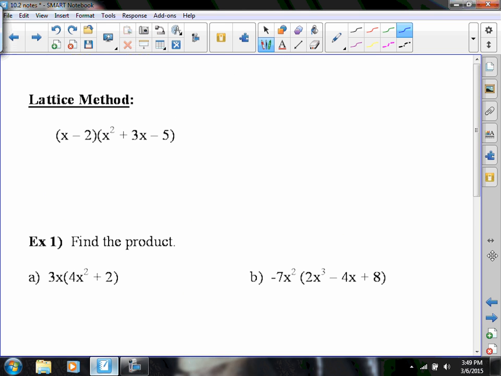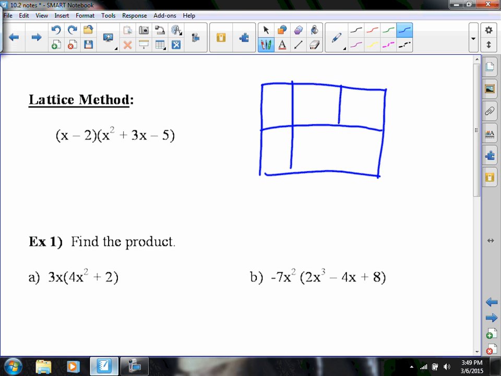The last method is the lattice method, and this is the same as the lattice method that you use for traditional multiplication without any variables. So we have to set up our boxes here, and I'm going to have a trinomial times a binomial. So it doesn't matter where you put them. I'm just going to put my binomial here, x, and then the -2, and then my trinomial across the top, x squared, 3x, and then the -5. And then you need the little diagonals that go in every box as well. So that's how we're going to add up our terms.